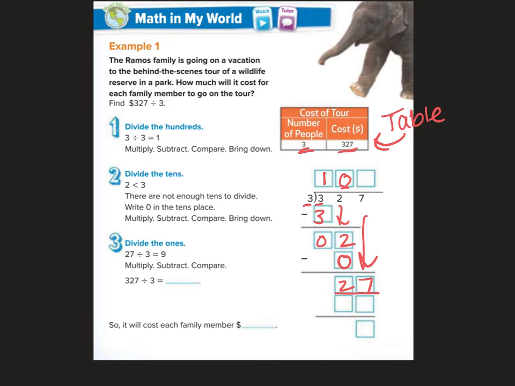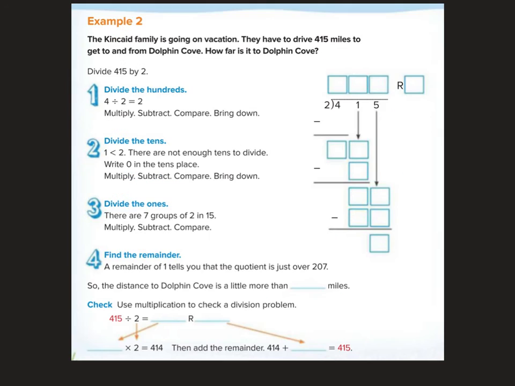Divide. 27 divided by 3 is 9. Multiply. 3 times 9 is 27. And subtract. There's nothing else to bring down. So my answer is $109. So there we go. Each person costs $109 to go on this behind-the-scenes tour of a wildlife reserve in a park. Let's try another example.